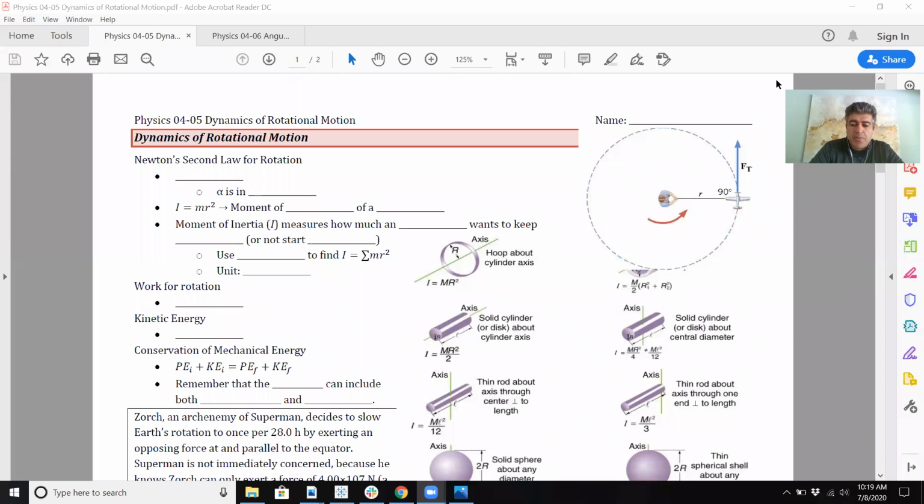Okay, so we're going to talk about 4 or 5, the dynamics of rotational motion. So let's take some good notes here.